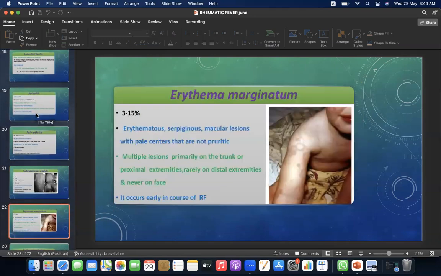Erythema marginatum occurs in 3 to 15%: erythematous serpiginous macular lesions with pale centers that are not pruritic. Multiple lesions appear primarily on the trunk or proximal extremities, rarely on distal extremities, and never on the face. It occurs early in the course of rheumatic fever.